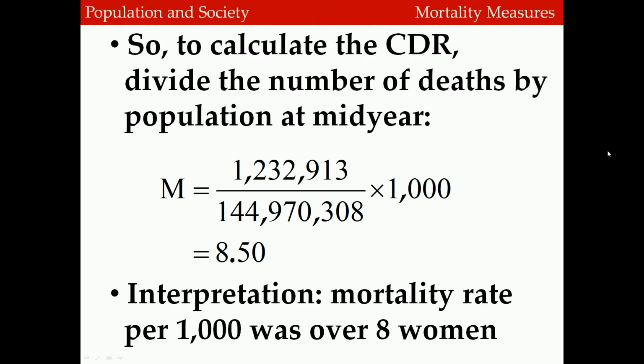So, in order to calculate the crude death rate, all we have to do is just divide the number of deaths by the population at mid-year. So you can see the calculations there. I've got the number of deaths in the numerator, the mid-year population in the denominator, I multiply it by 1,000, and the result I get is 8.5. And so I can interpret that by saying that the mortality rate per 1,000 was just over 8 women.